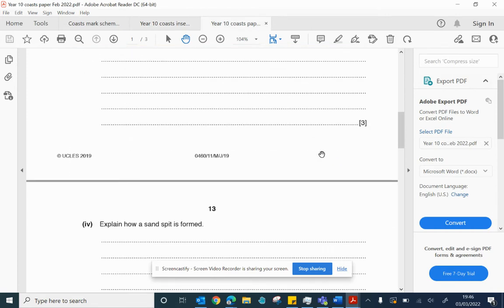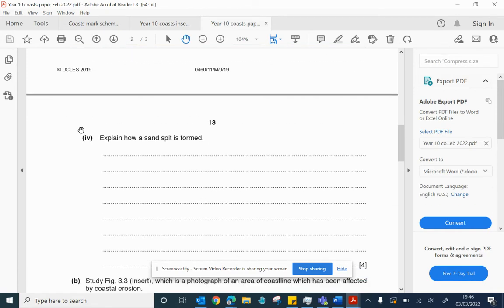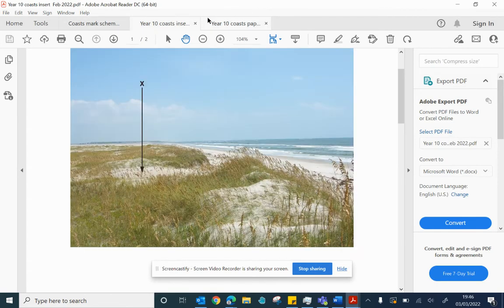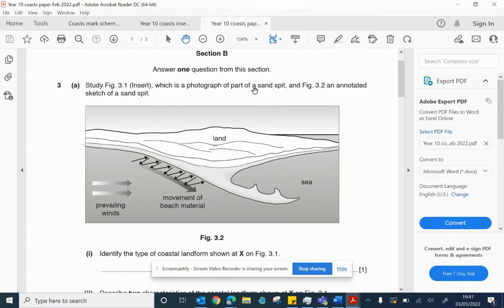Okay, let's go back to the paper. Now, this is asking explain how a sand spit is formed. So here we need to go back up to the top of the paper. There are a lot of clues in this diagram regarding how this sand spit has formed. What you've got to do is look at that, use your knowledge and understanding, and write about step-by-step processes again for physical geography, how this forms. Okay, let's have a think about this.